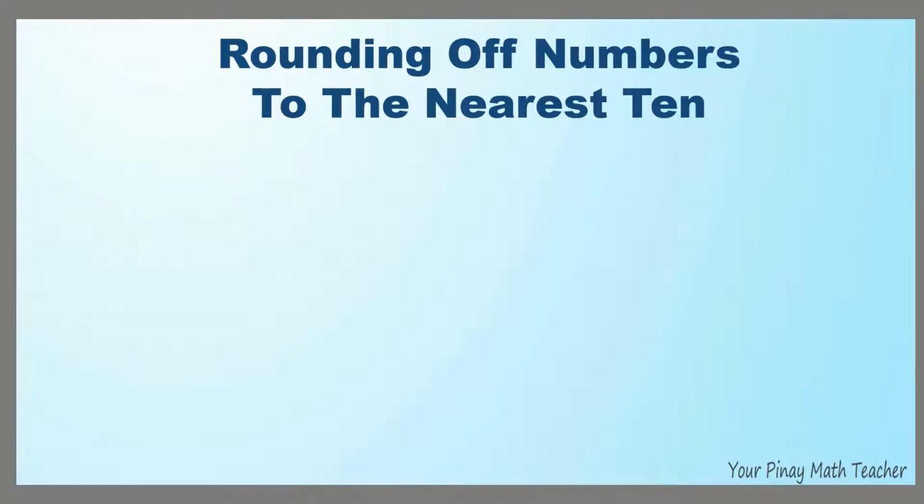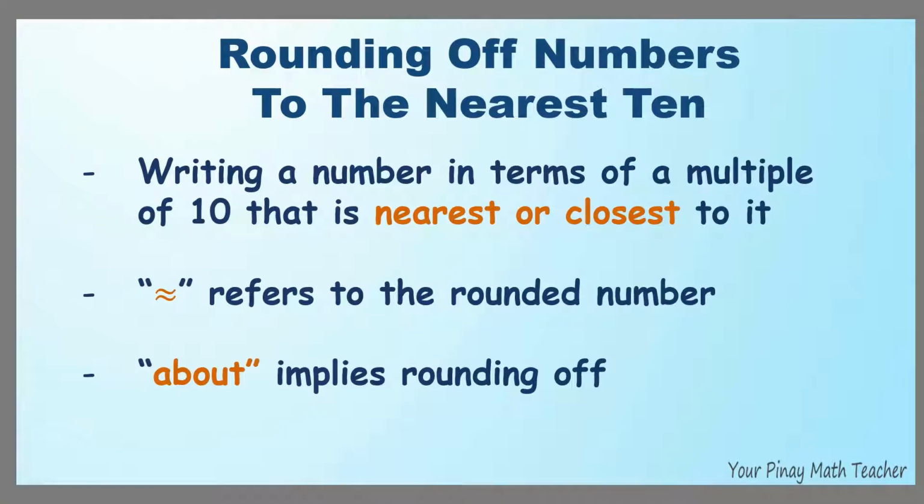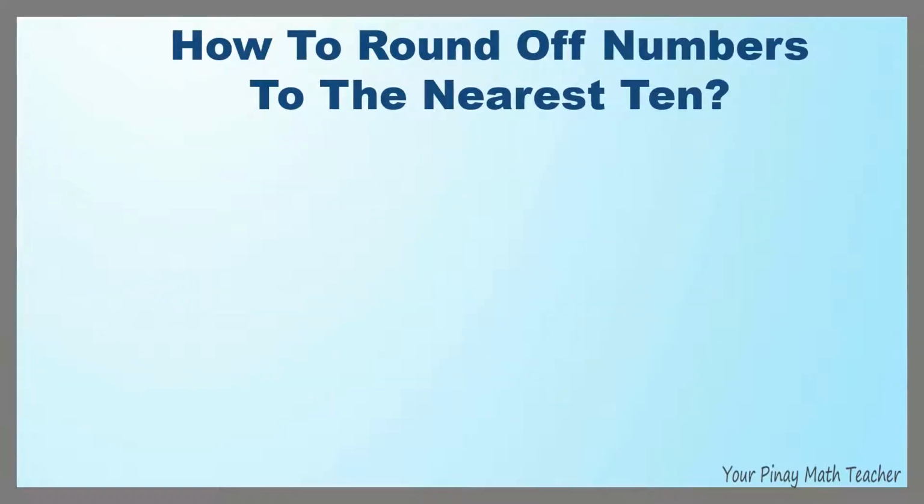What does rounding off numbers to the nearest 10 mean? It is writing a number in terms of a multiple of 10 that is nearest or closest to it. This symbol refers to the rounded number. The word about implies rounding off. How to round off numbers to the nearest 10?